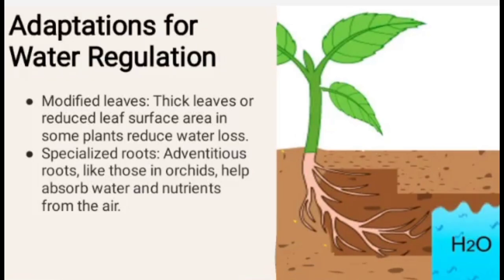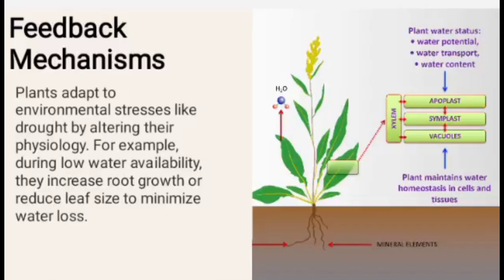Adaptations for water regulation. Modified leaves. Thick leaves or reduced leaf surface area in some plants reduce water loss. Meanwhile, specialized roots, adventitious roots like those in orchids, help absorb water and nutrients from the air. Feedback mechanisms. Plants adapt to environmental stress like drought by altering their physiology. For example, during low water availability, they increase root growth or reduce leaf size to minimize water loss.